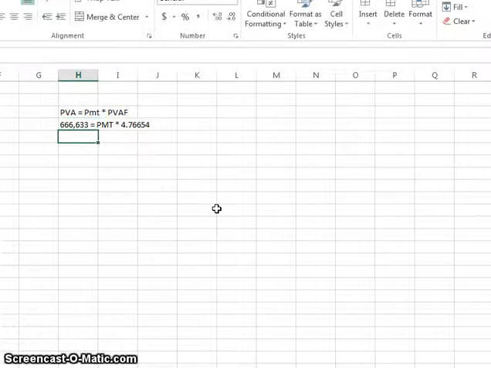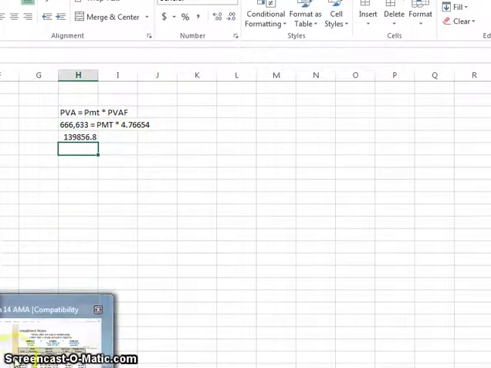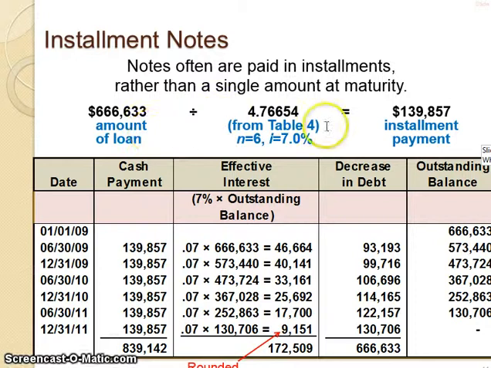4.76654. So all this equation is really doing is taking that 666,633 divided by that 4.76654, and that's going to give you the 139,857, which is the payment. So what we're doing is taking the 666 divided by the 4.7, and it gives me the payment amount. I know you haven't seen it as division before, at least in any of my lectures, so I just want to show you why it is dividing here to come up with the installment payment. So here's the amount of the payment.